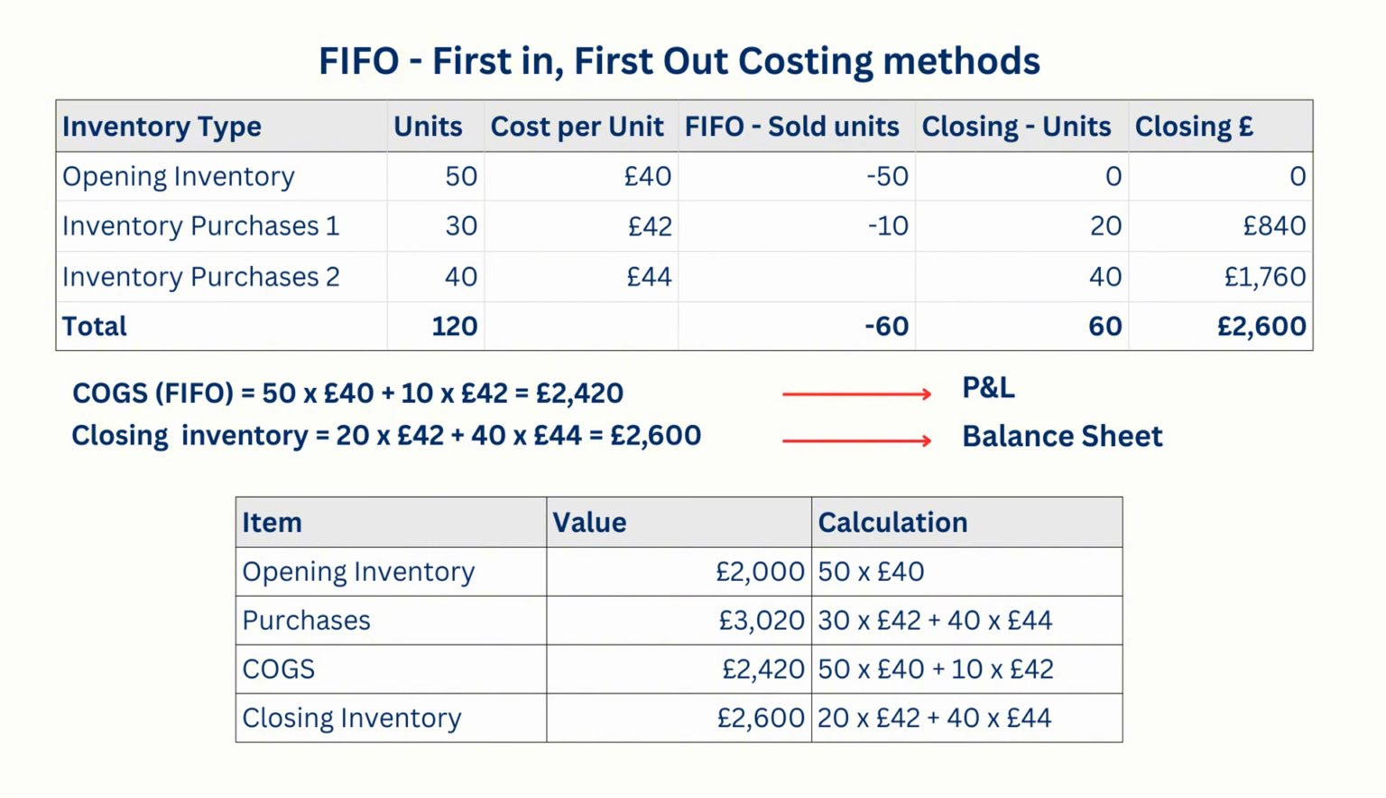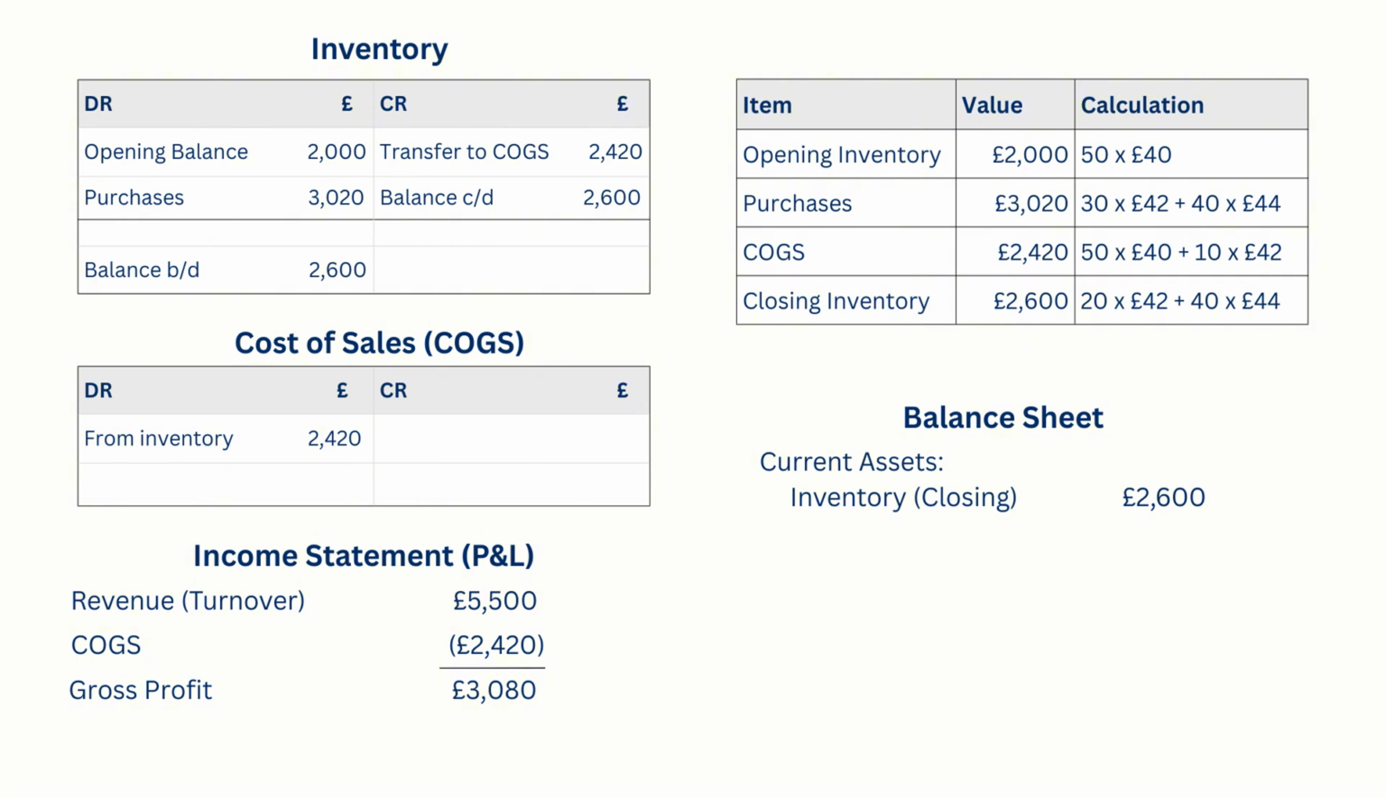That gives a closing inventory value of £2,600, which is shown as a current asset on the balance sheet. So to summarise, FIFO gives us a COGS of £2,420 that goes to the P&L and a closing inventory of £2,600 that goes to the balance sheet. This slide shows how the FIFO calculations flow through the accounts using T accounts and financial statements.